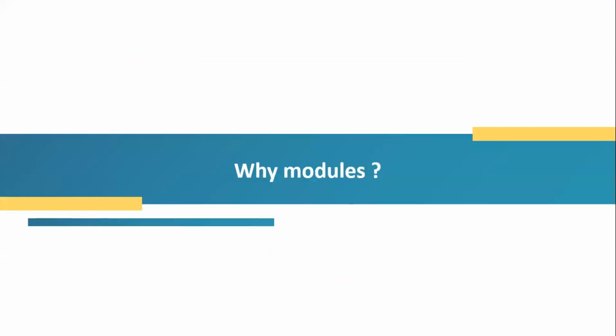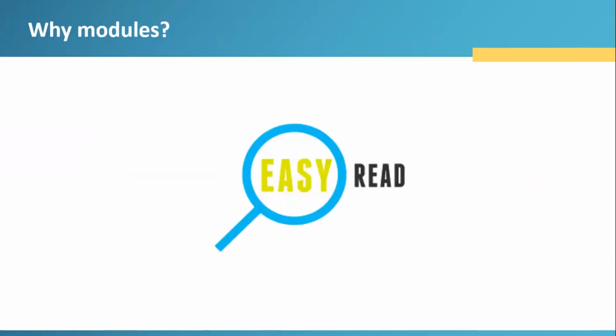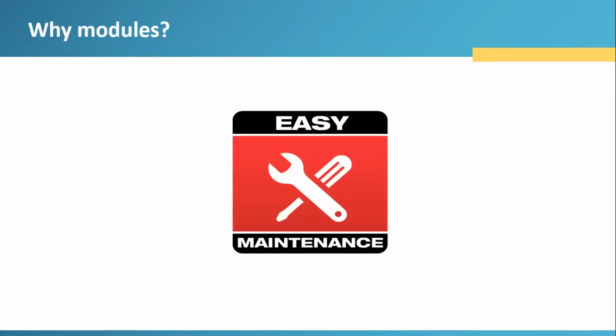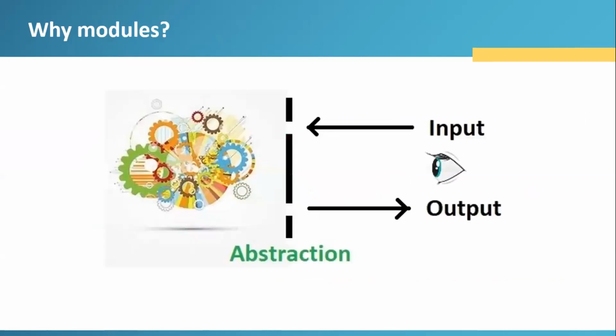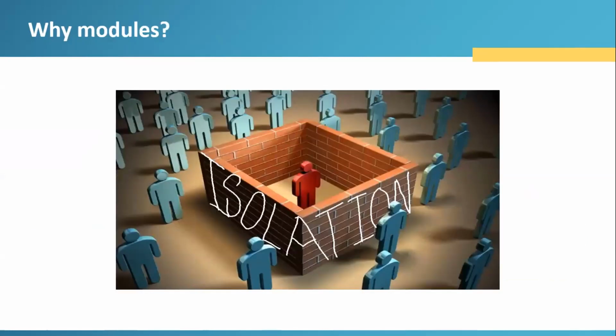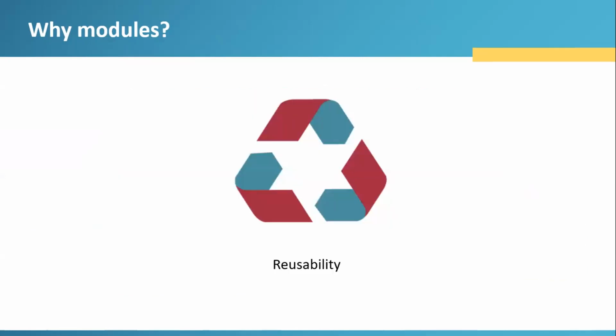So what do modules provide us with? It makes the code base easy to read, easy to understand, and maintain. It provides abstraction. It provides isolation as well. So no interference with each other's bindings, and also no sharing of the global namespace. And modules also provide reusability.